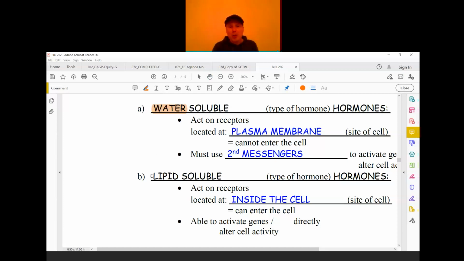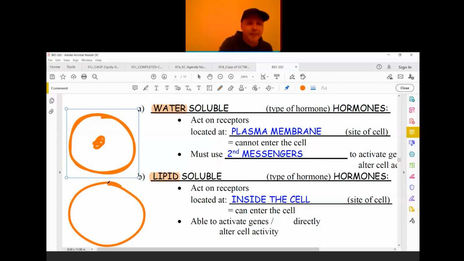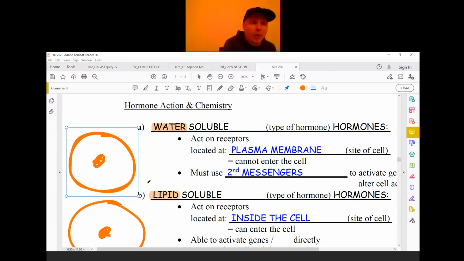Some hormones are water soluble and some hormones are lipid soluble. And I think that the best way to see the difference is, again, let's think of two cells here. One cell here and another cell here. And the first ones that we're going to look at are water-soluble hormones. Well, these water-soluble hormones, there's no way that they can pass through the plasma membrane. Remember, the plasma membrane is made of a phospholipid bilayer. So there's lipids there, and water cannot cross a lipid layer.